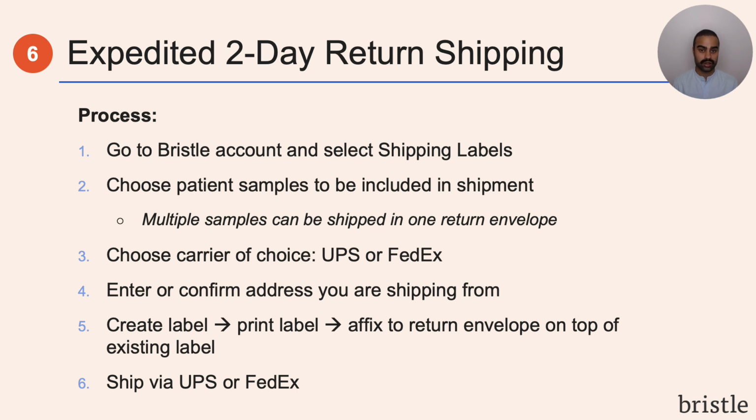You'll then choose your carrier of choice, either UPS or FedEx. You'll confirm the address you're shipping from, and then you'll select Create Label, which will generate a PDF of the 2-day return shipping label that you will then print and affix to the return mailer envelope on top of the existing label. Then just ship it back via UPS or FedEx, whether that's a pickup or dropping it off at one of their locations.